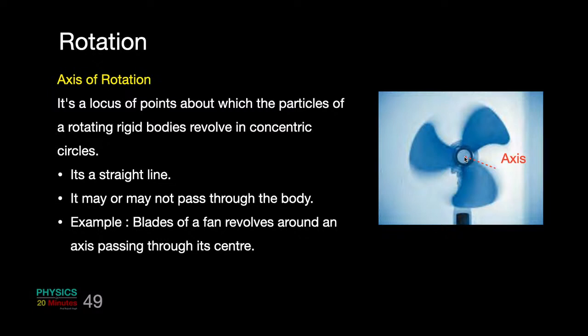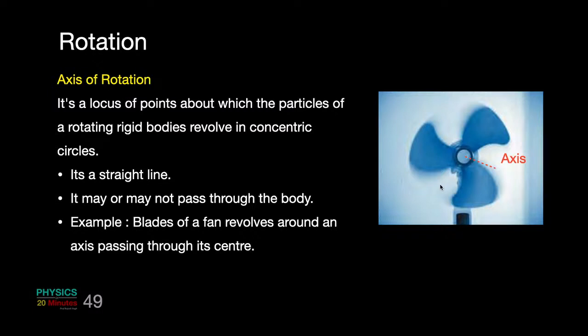The points lying on this center, the locus of all such points, will form a straight line, and such a straight line is called the axis. So the axis is a locus of points about which the particles of a rotating rigid body revolve in concentric circles. Like this, they keep revolving. Axis of rotation is very important. It will be there everywhere.